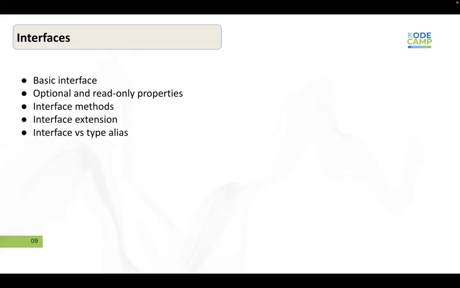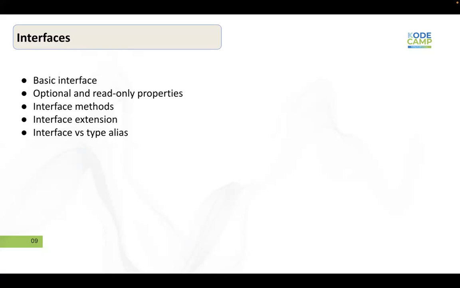Okay, so essentially, what are interfaces? Interfaces in TypeScript define the structure of objects, classes, and functions. They serve as contracts that describe the shape of data and can be implemented by classes or used to type objects. Interfaces are just one of TypeScript's core features for enforcing consistent object structures.